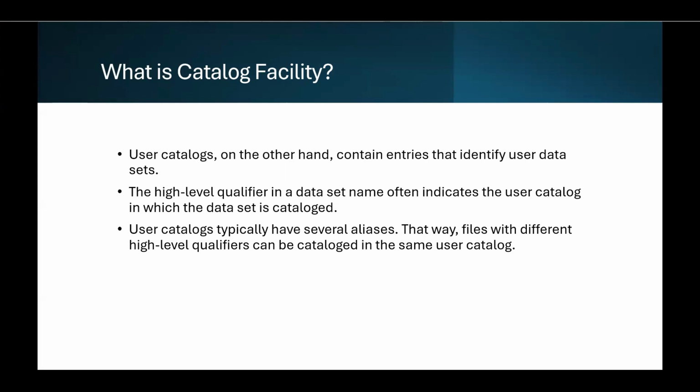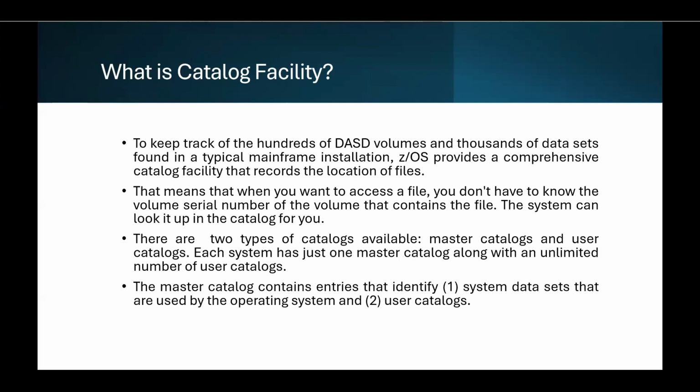User catalogs typically have several aliases. That way, files with different high-level qualifiers can be cataloged in the same user catalog. So this is all about the catalog facility. The basic understanding is that whatever file we create, or have on our system, which will be used by the operating system, is recorded in the catalog facility, and that records the location of the file.